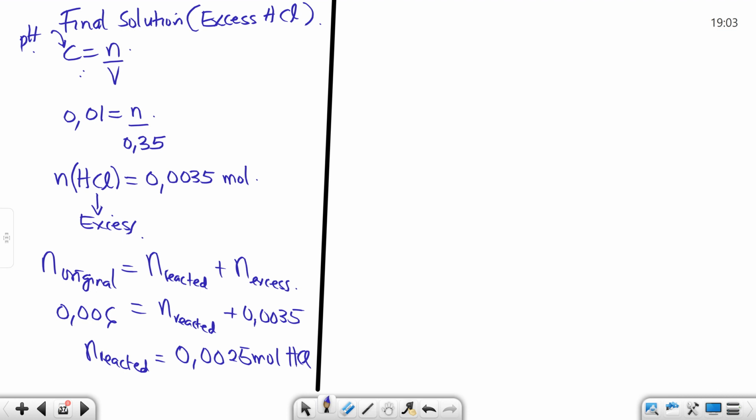Can we now do step 2? Mole ratio, HCl and sodium hydroxide. It is 1 to 1. What do we have? 0.0025 would give me N. Can we cross multiply? N equals 0.0025 moles. Are we together? Now I have my N.